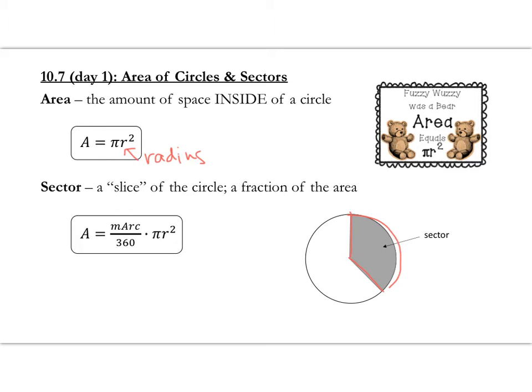So all you're going to see for the formula is we have this formula here. It's similar to the arc length formula, but instead of the fraction times the circumference, 2 pi r, the difference today is it's times the area, because we're looking for that whole space inside. So you see the area formula here at the end.